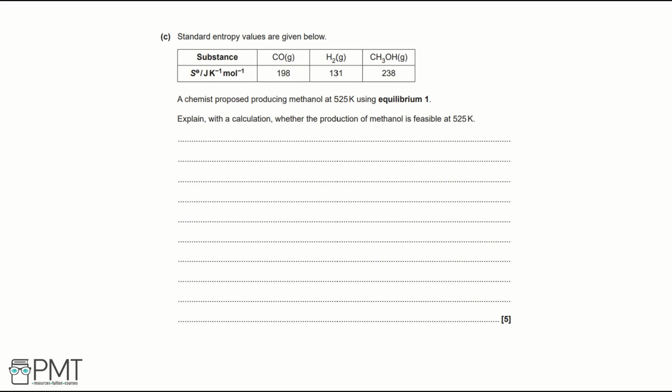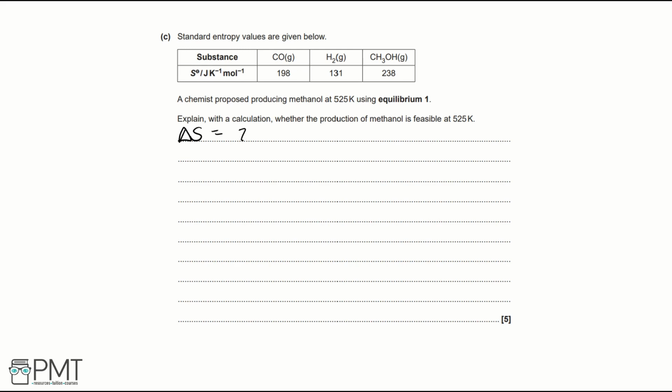Part C. Standard entropy values are given below. A chemist proposed producing methanol at 525 Kelvin using equilibrium 1. Explain with a calculation whether the production of methanol is feasible at 525 Kelvin. So the first thing we need to do is work out delta S. So that's going to be the products of the equilibrium minus the reactants.